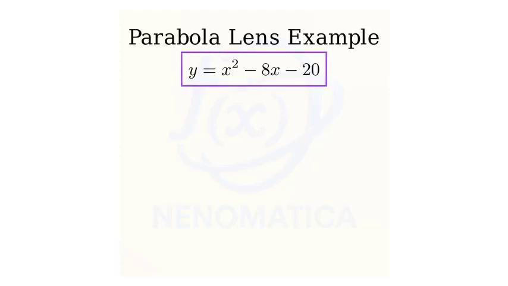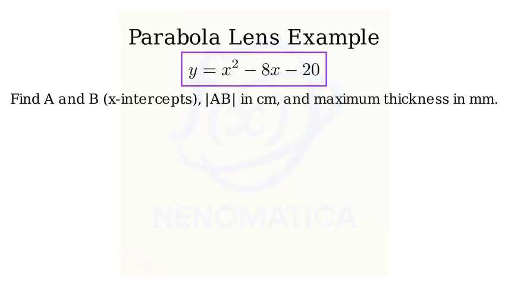In this lesson, we will solve a lens profile problem modeled by the parabola y equals x squared minus 8x minus 20. We will find the x-intercepts A and B, compute the length of segment AB when x is in centimeters, and determine the maximum thickness of the lens, which corresponds to the lowest point of the parabola measured in millimeters. Let's draw the graph to build intuition.